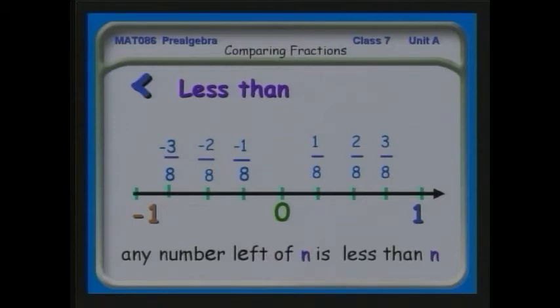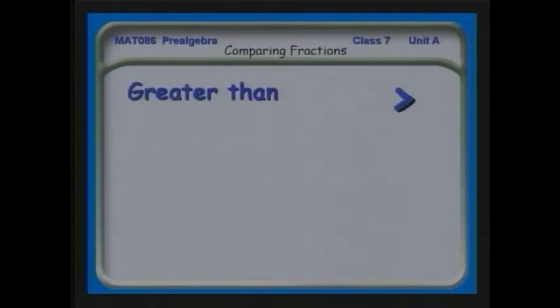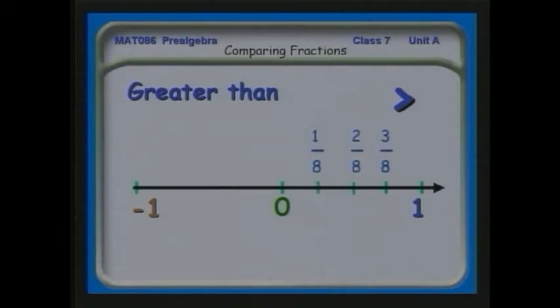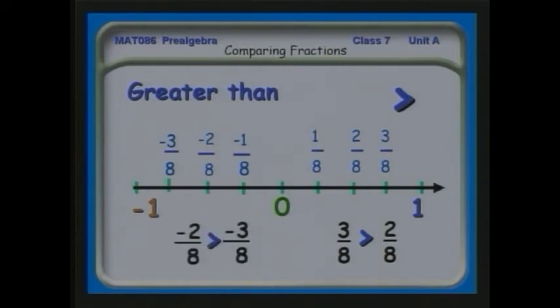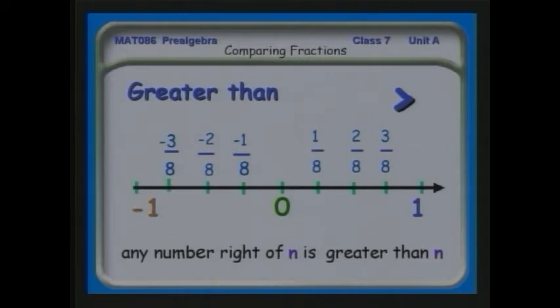Any number to the left is less. Any number to the right is greater. 3/8 is greater than 2/8 because it's to the right. Minus 2/8 is greater than minus 3/8 because it's to the right of it on the number line. Again, any number to the right is greater.